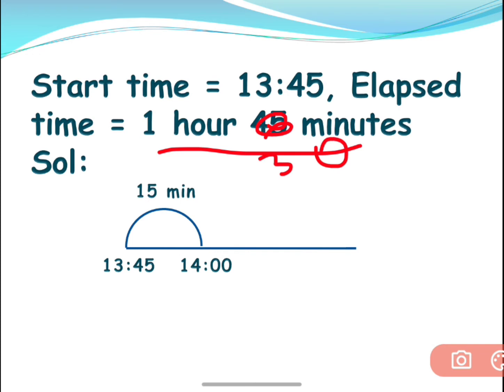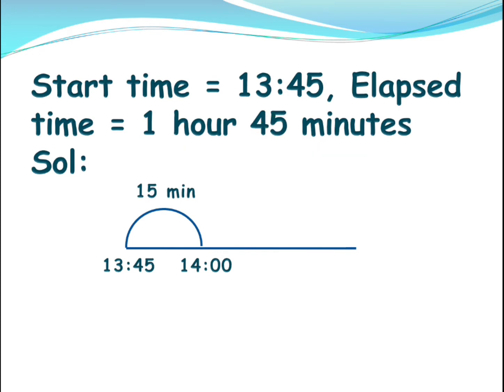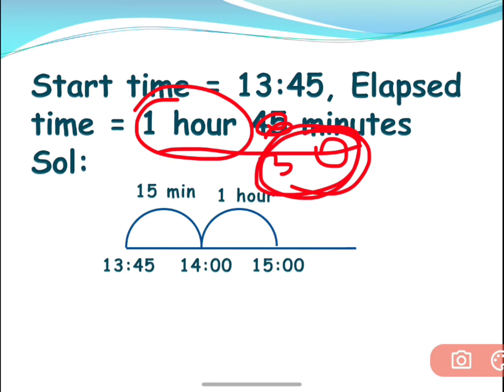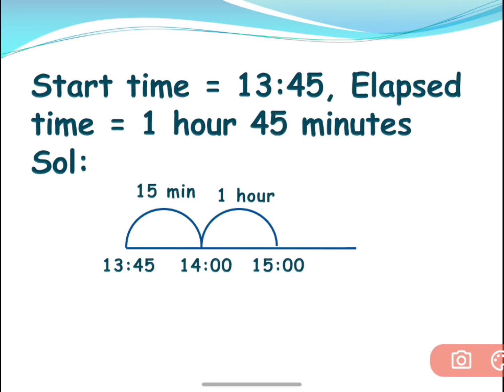Okay, from 14 to 15 if you take, then it becomes 1 hour. Okay, how much is left out? From 1 hour 30 minutes, 1 hour we already finished. Now how much is left out? 30 minutes. So 30 minutes we have to go forward. That is from 15 to 30 minutes, means 15:30.